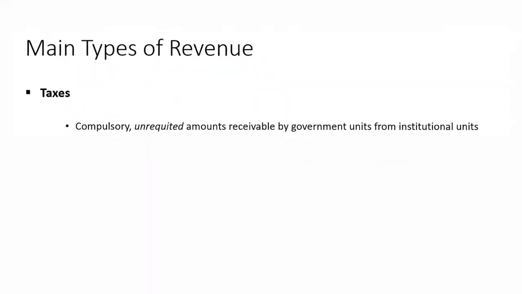What are taxes? Taxes are compulsory, unrequited amounts receivable by government units from institutional units. So from institutional units means from corporations, from private households, from other governments, yes. They are compulsory, you have to pay this. If you do not pay this, there can be a lawsuit, this is illegal, and unrequited. You pay this and you do not get a direct service for this. You pay this and cannot go to the government, look, I paid this, now I want to have more security. This is not possible, these are unrequited funds.